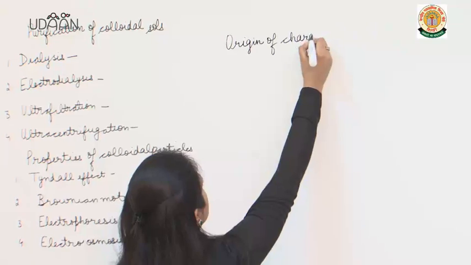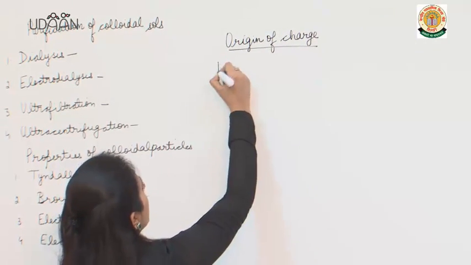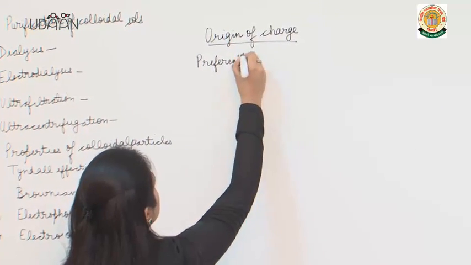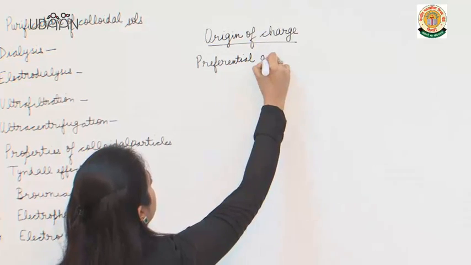Now, let us understand the origin of charge on the colloidal particles. Now, what is this charge on colloidal particles due to? It is due to the preferential adsorption of ions on the colloidal particles.